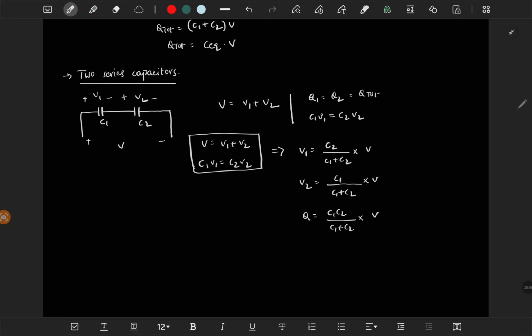Here, if you write this one, then you will get C1 C2 by C1 plus C2, which means Q is equal to C equivalent times V. So if two capacitors are in series, then you can represent the equivalent capacitance as C1 C2 by C1 plus C2. If n capacitors are in series, then 1 by C equivalent is equal to 1 by C1 plus 1 by C2 and so on plus 1 by Cn.